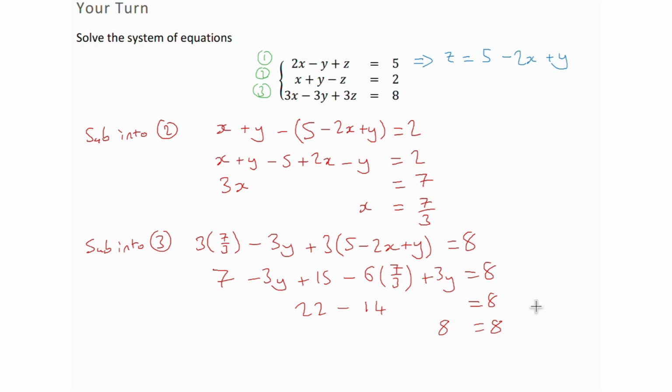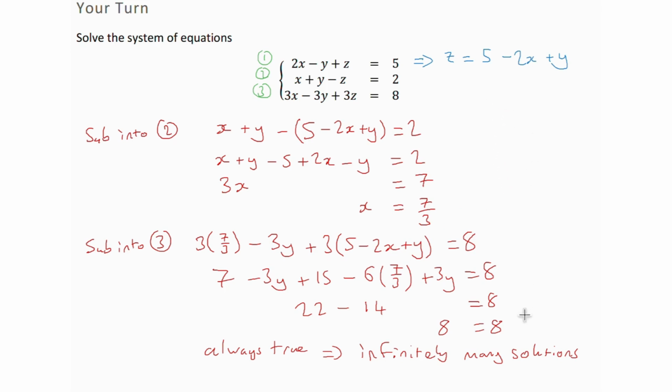And this differs slightly to the previous one, because in the previous example, we saw an example where there were no solutions. We ended up with one number equals a different number. And that's impossible, but this is not impossible. In fact, this is always true. It's always true that 8 is equal to 8. And what that means is that there are actually infinitely many solutions to the original equations. And what we know with those infinitely many solutions is that x is equal to 7/3. In all of those infinitely many solutions, x takes the value of 7/3.